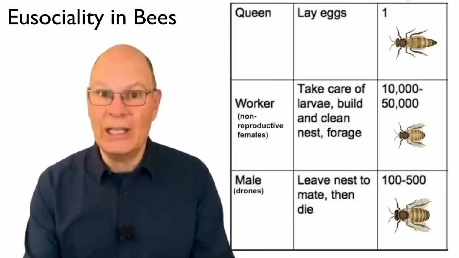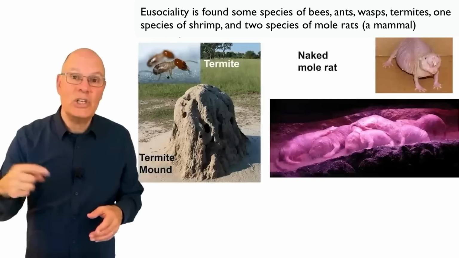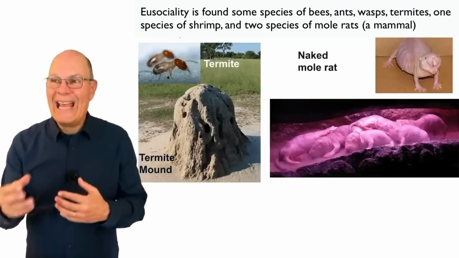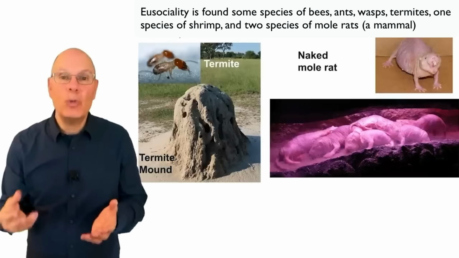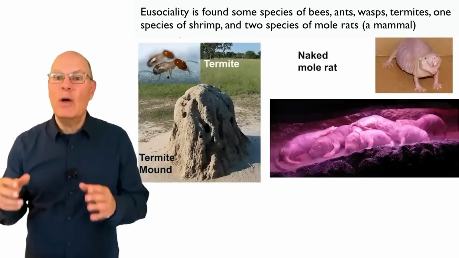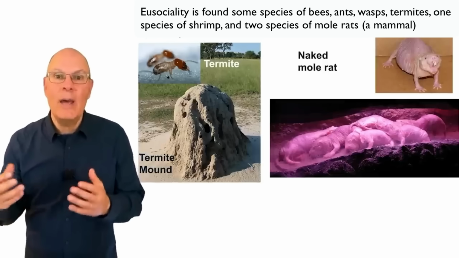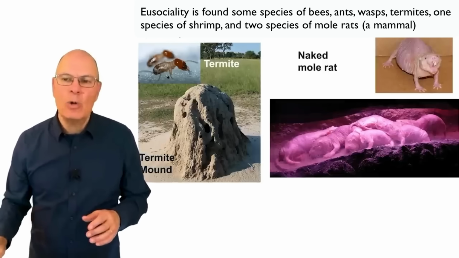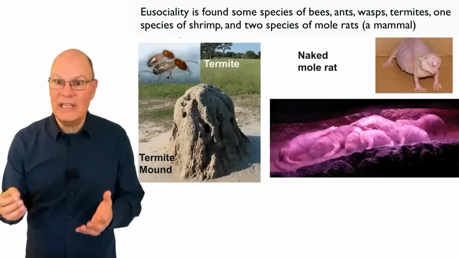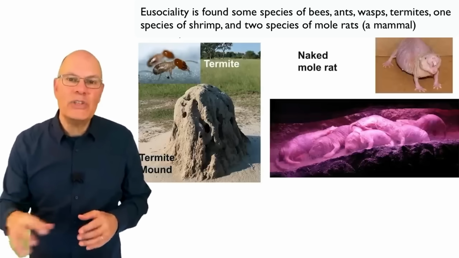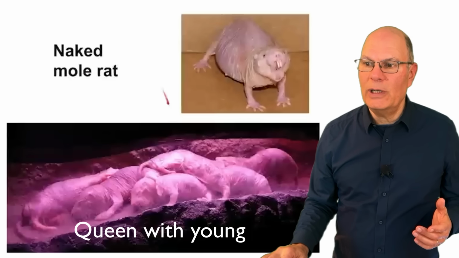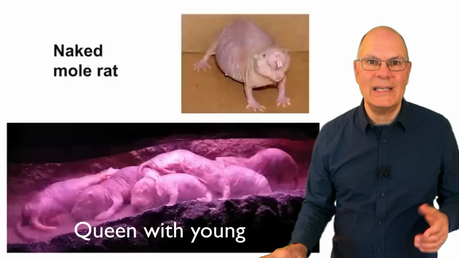That's eusociality. Eusociality is not just found in the bees, as we just discussed, it's also found in ants and wasps, in termites, in one species of shrimp, and 2 species of mole rats. That's a type of mammal. And again, what are we saying? We're saying that in a termite mound, there are a couple of reproductive individuals, and everybody else is non-reproductive, working for their benefit. And that's true in a colony of naked mole rats as well.